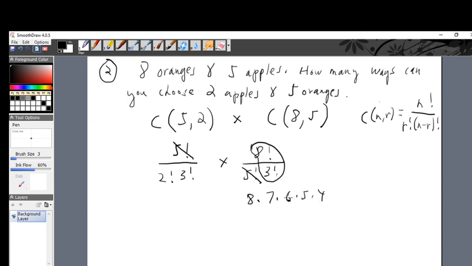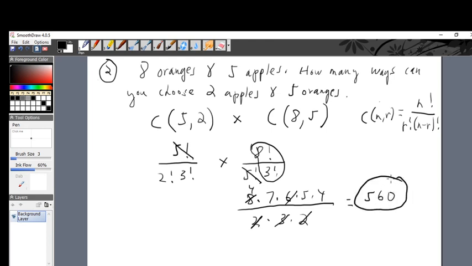We reach 5 and we stop. We've got a 2 factorial, which turns into 2, and a 3 factorial, which turns into 3 times 2. We can do some crossing out. 3 times 2 goes with the 6. The 2 goes with the 8, becomes a 4. And now this becomes 28 times 20, which is pretty easy. 28 times 20 is 560, if I'm not mistaken, and that is the final answer.